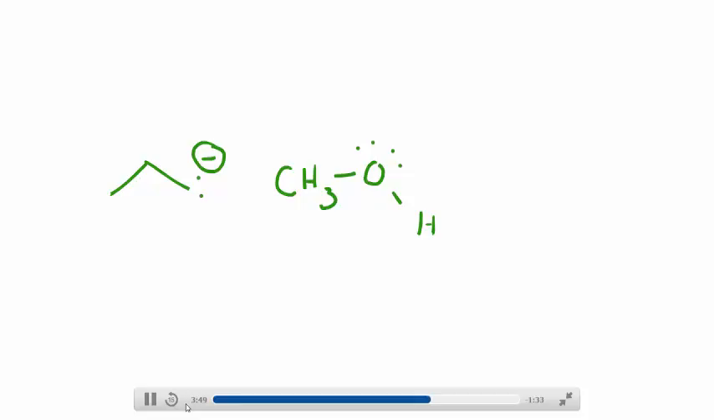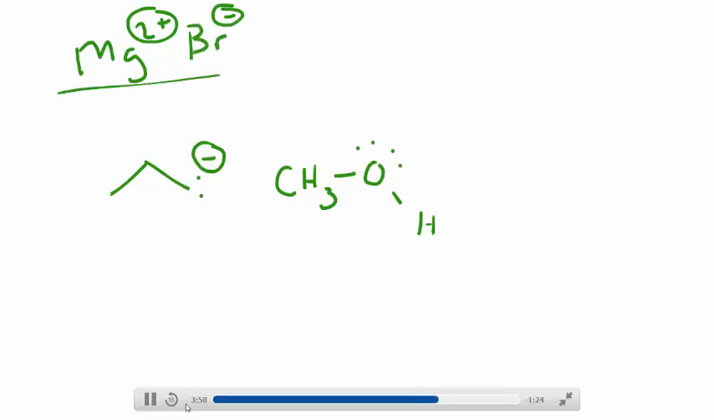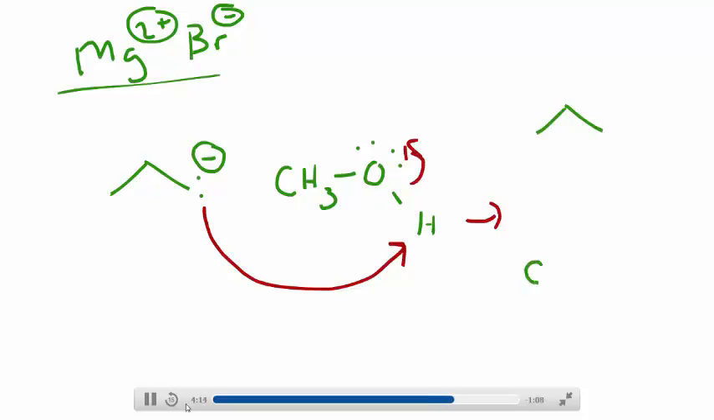I know this guy has cations and anions that are potentially associated with it. They're going to be spectators. They may be here, but they're spectators. So what's going to happen is this pair of electrons will come in here, remove the proton, and you'll give electrons back to the oxygen. As that occurs, you're going to make propane, and you would make methoxide.